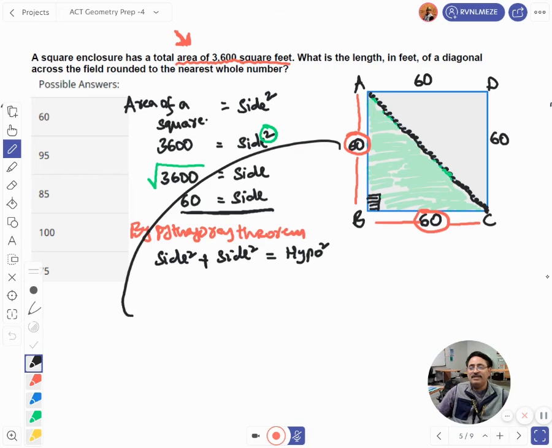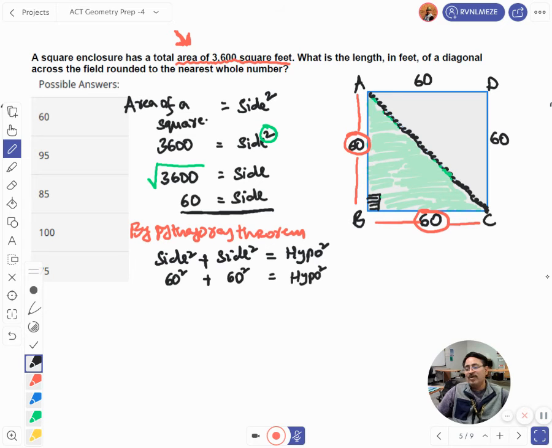So one of the sides is 60. The other side is also 60. Therefore, 60 square plus 60 square equals the hypotenuse square. So what is 60 square? It is 3600 plus 3600. You can make use of a calculator. Then the hypotenuse square is, you may add these two, 3600, 3600, that gives you 7200 equals hypotenuse square.